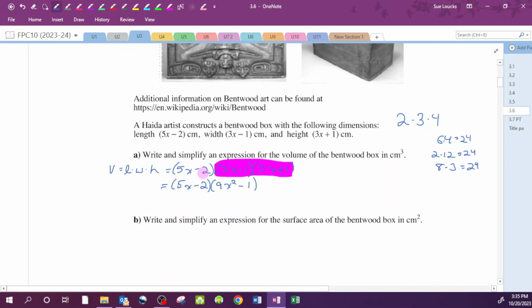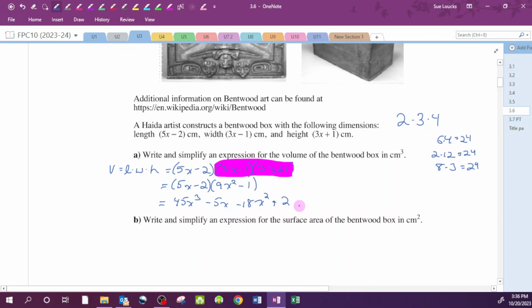And I do want to emphasize though, it does not matter what order you multiply these things in, you are going to get the same answer as long as you do it correctly. Doesn't matter what order you do. That was just, to me, the easiest way to do it. Okay, now I'm going to multiply using my FOIL. So first times first is going to be 5 times 9 is 45, x cubed, and then minus 5x, and then minus 18x squared, and then plus 2.